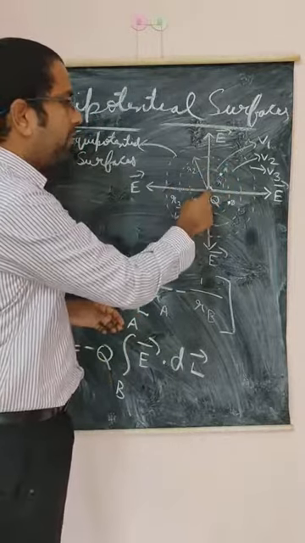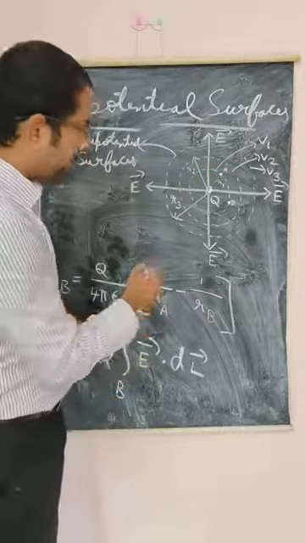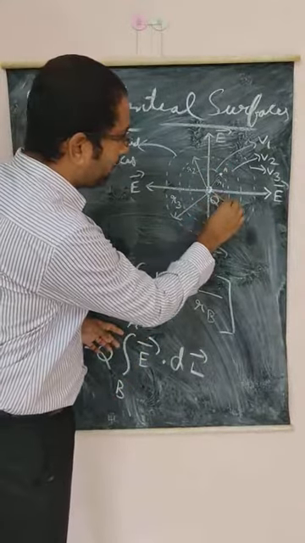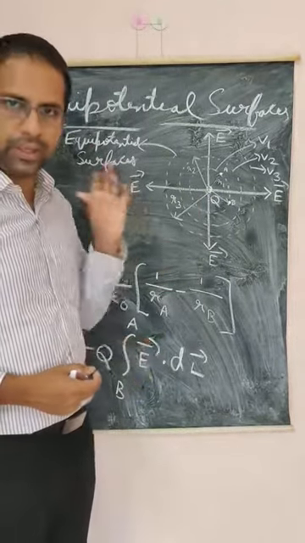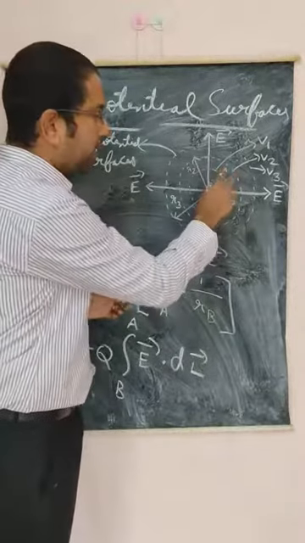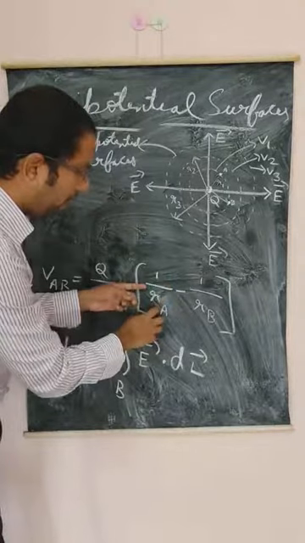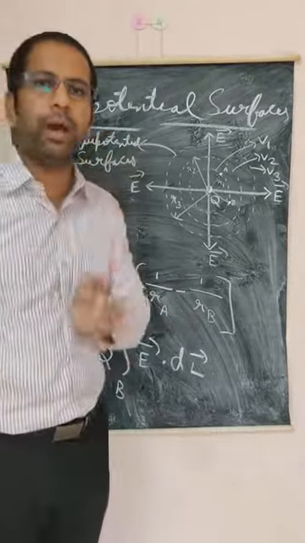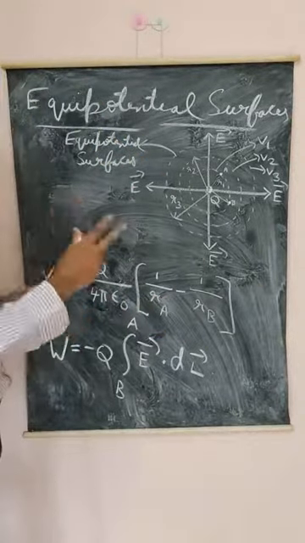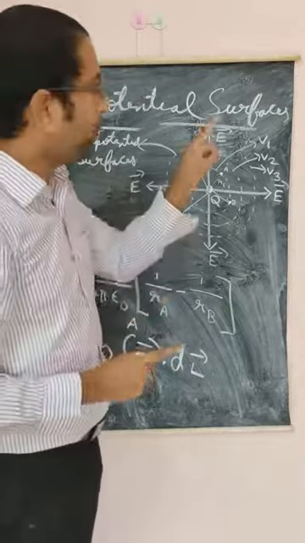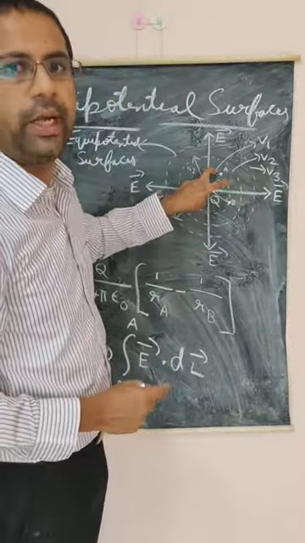So RA will be the distance from the charge to point A, and RB is the distance from the charge to point B. So that is 1 by RA minus 1 by RB. But here you can see that RA is R1 meters, and RB is also R1 meters. So this will be 1 by R1 minus 1 by R1. What is that? That is 0. So 0 times Q by 4 pi epsilon naught is 0. Hence the potential difference between 2 points on an equipotential surface is 0.